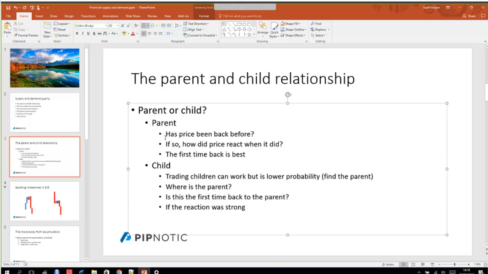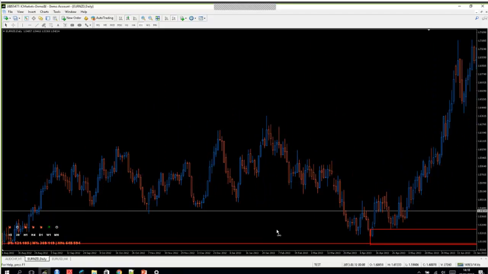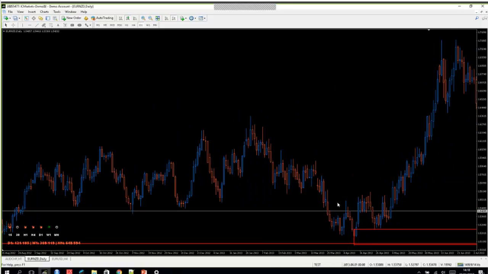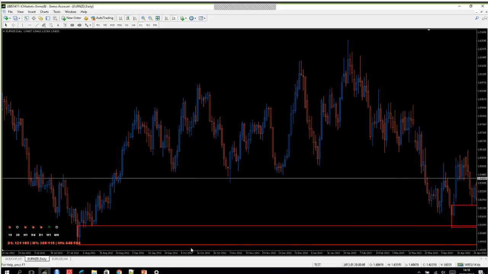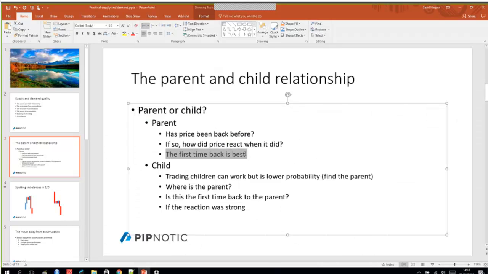Okay, if price has been back there before, how did price react when it was back there the first time? You could see when it was back there the first time, which is pretty much here, after it was established, price really shot up higher, which is good. So that tells us that this area here is potentially going to hold, or there's a higher likelihood of it holding in the future than not, depending on the news, of course. And if this is the first time back, well, this is like a kind of thumbs up. This is good. This is what you want to see.